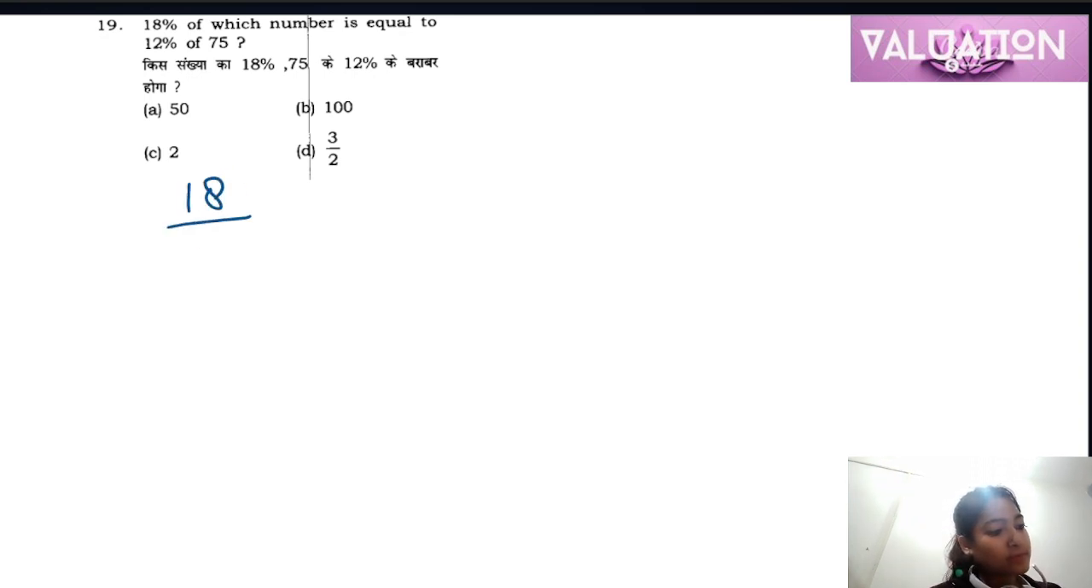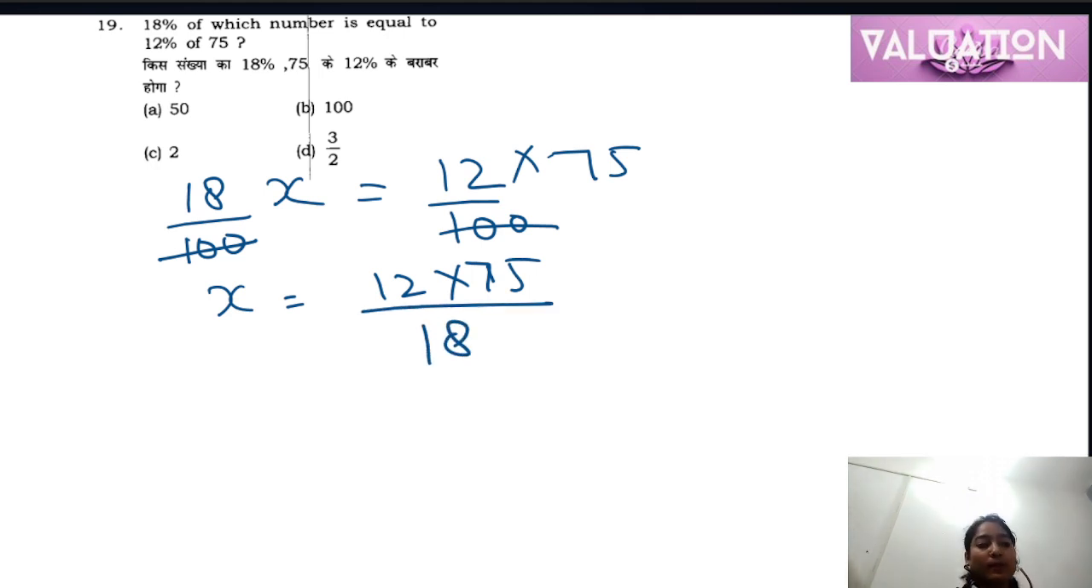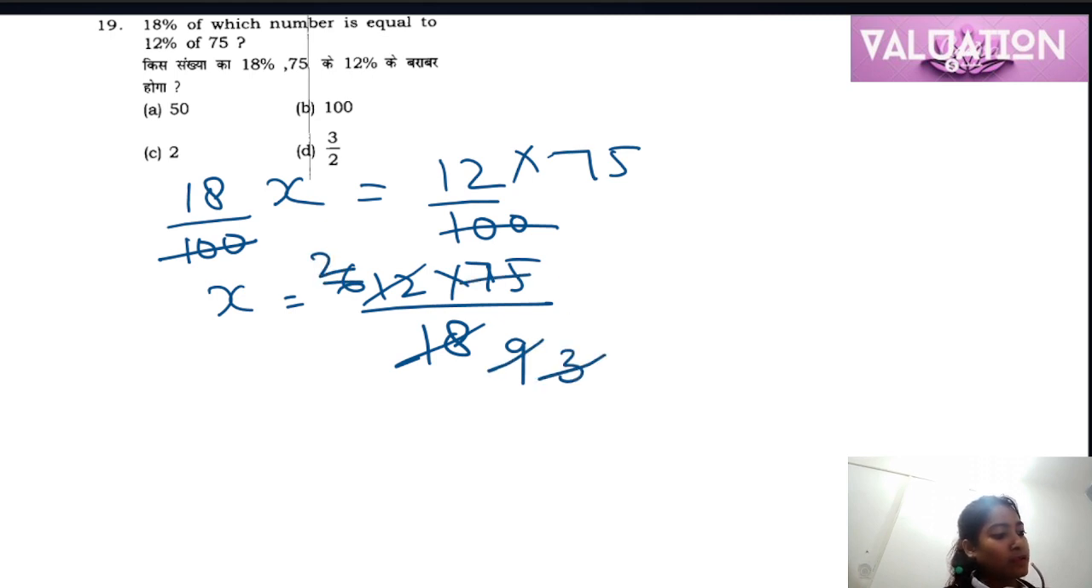% of which number, we are supposing x, is equal to 12% of 75. So this 100 will cancel out. So x is equal to 12 times 75 divided by 18. Okay, divided by 2. Again divided by 3. Here we will get 2, and here 5. So the answer is 50. So option A is the correct answer.